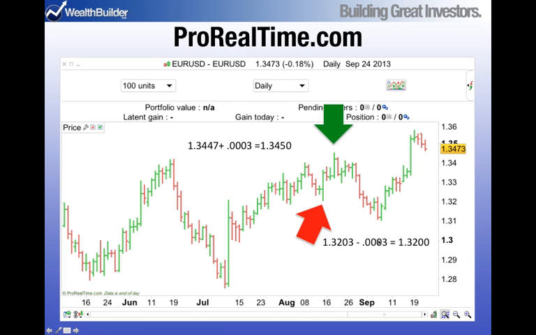Now, these numbers are important because not only is this what we're going to enter into our trading platform, but we're going to use it to calculate our risk management. So, what is the difference between 1.345 and 1.32? 0.0250, good. So remember that number. We're going to get back to that. Or 250 pips, exactly.